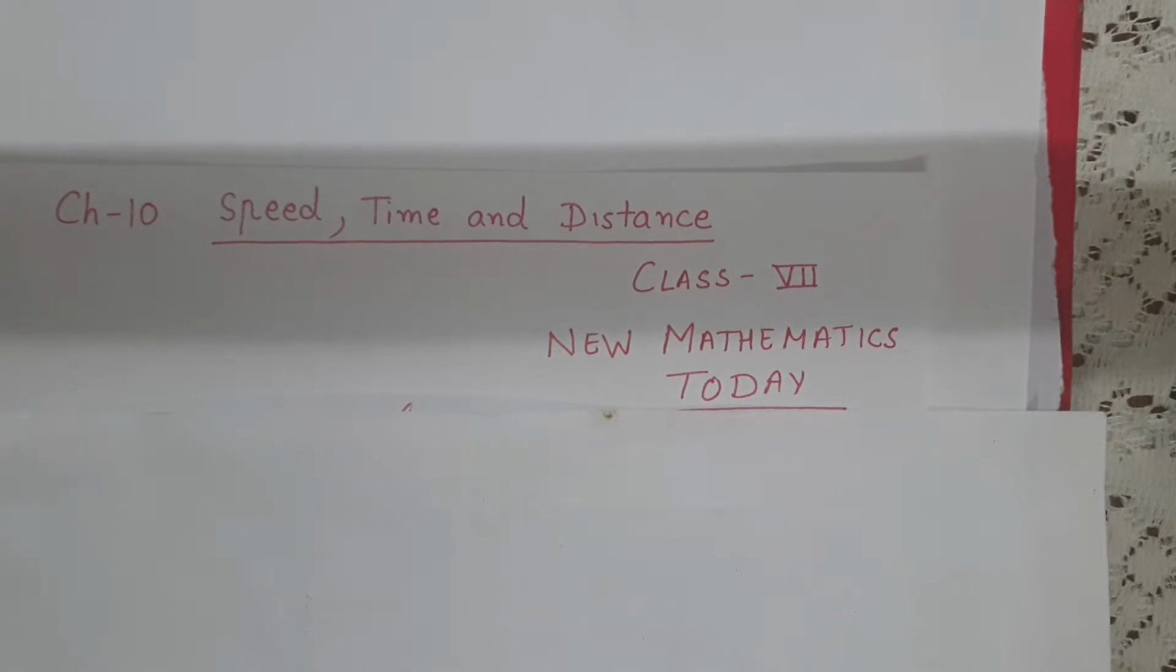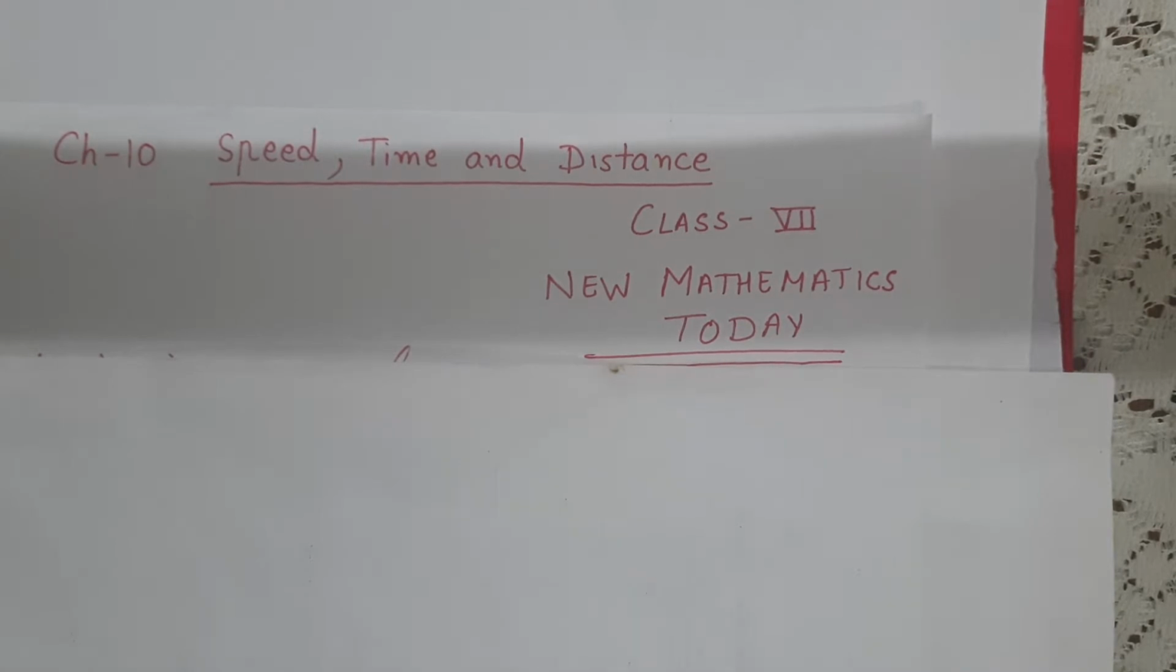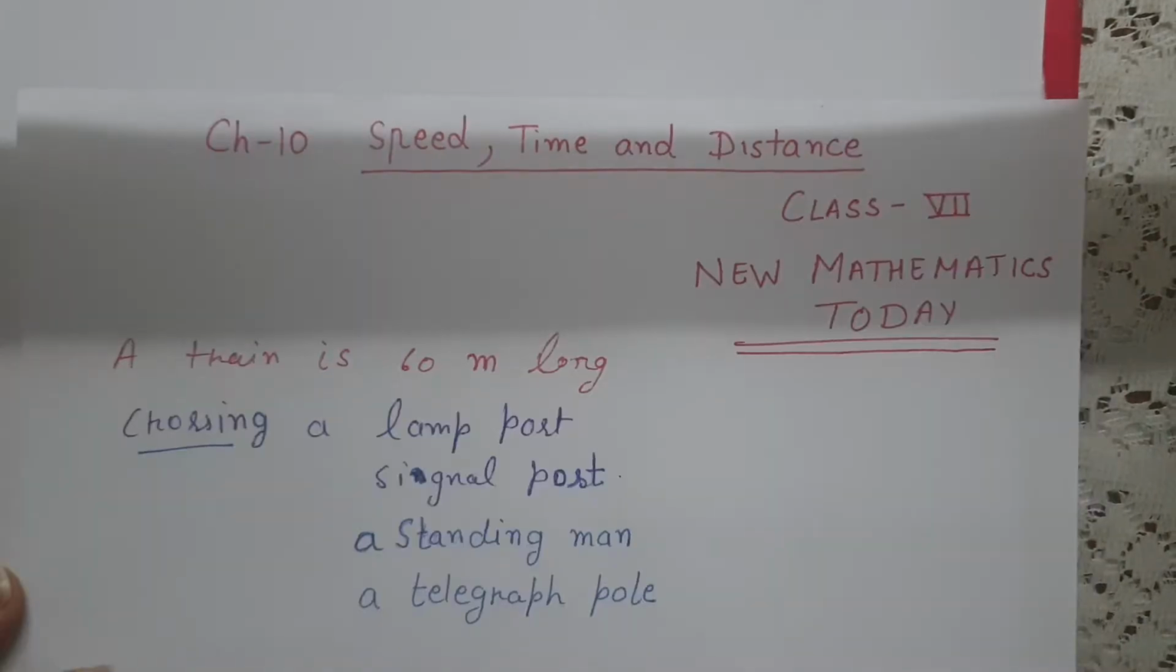In my previous video, I had explained chapter Speed, Time and Distance and solved exercise 10A from the book New Mathematics Today. And now in this video, I will explain all the question answers of exercise 10B. But before starting exercise 10B, I will tell you some rules related to trains.